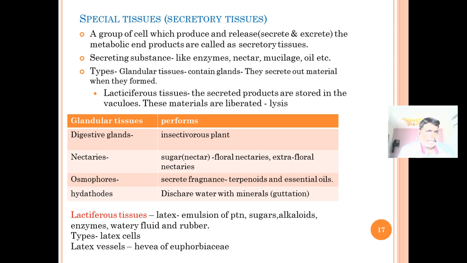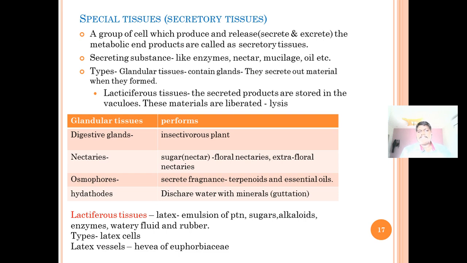When it comes to the types of specialized tissues, two main types are recognized: one is glandular tissue, another is lactiferous tissue. Glandular tissue secretes the material once it is formed, immediately after formation. But in lactiferous tissue, the product is formed but stored in the vacuoles. After the cell is lysed, only then is the product released. So, glandular tissue and its functions.